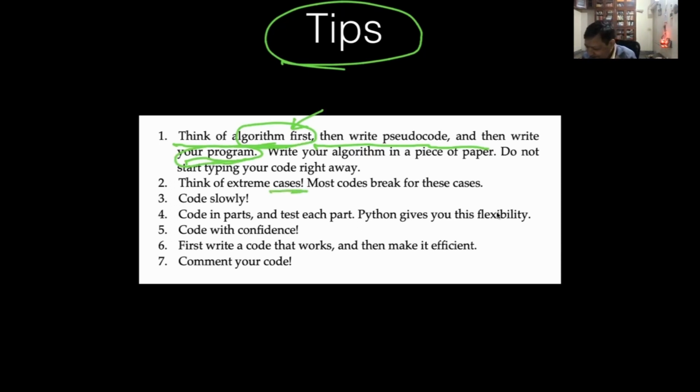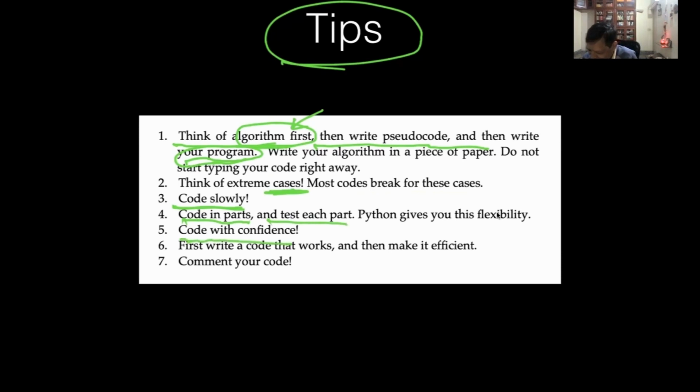Think of extreme cases. This is critical for all codes. Codes will break if you don't think of extreme cases. Code slowly. Don't rush, because fast coding will lead to a lot of bugs. Code in parts. This is where object-oriented programming becomes very useful, and Python offers you that. You can think of a part and put it in a file, think of another part, put it in a file. Then you can use import and call one from the other. Python is really nice. It's simple, but it's great. It can do things.